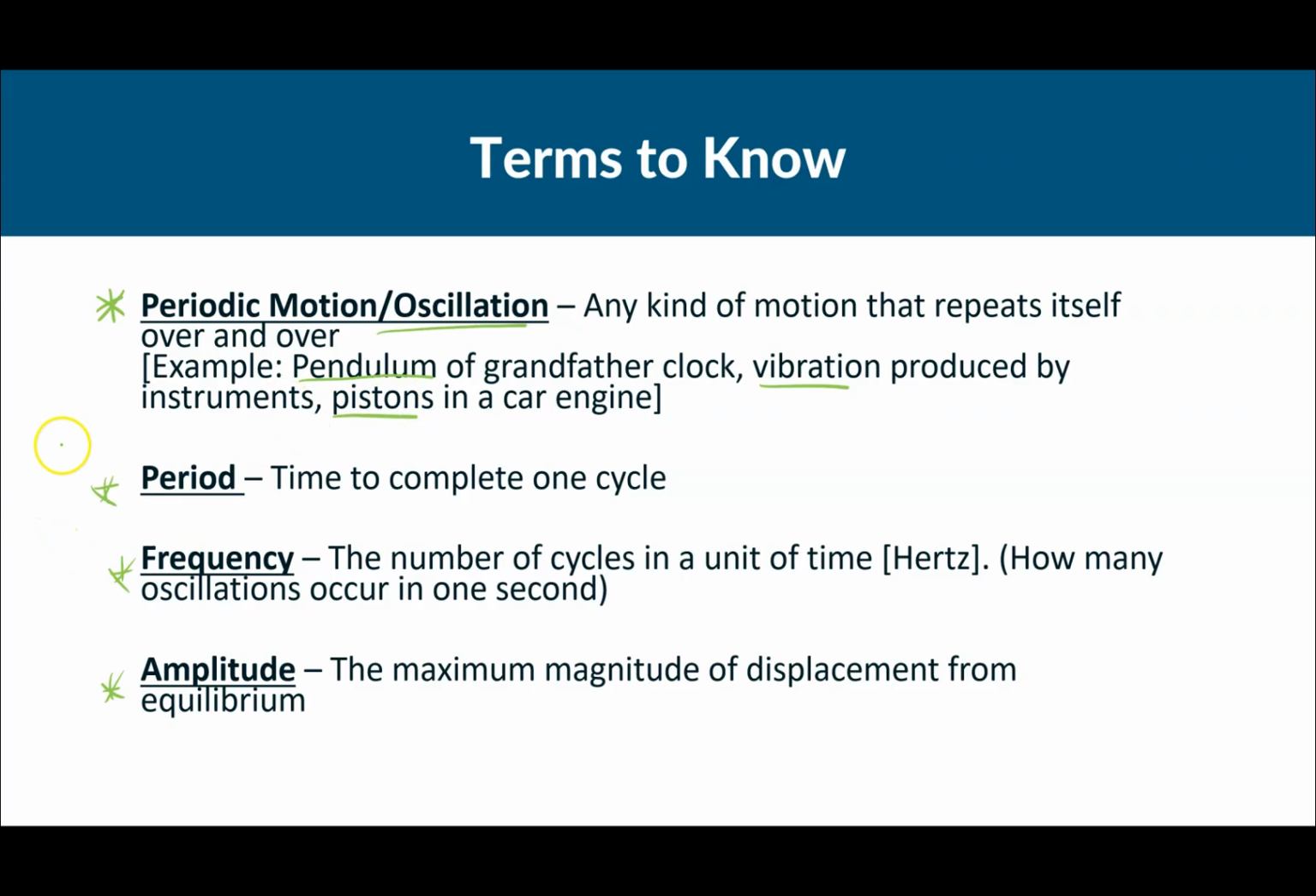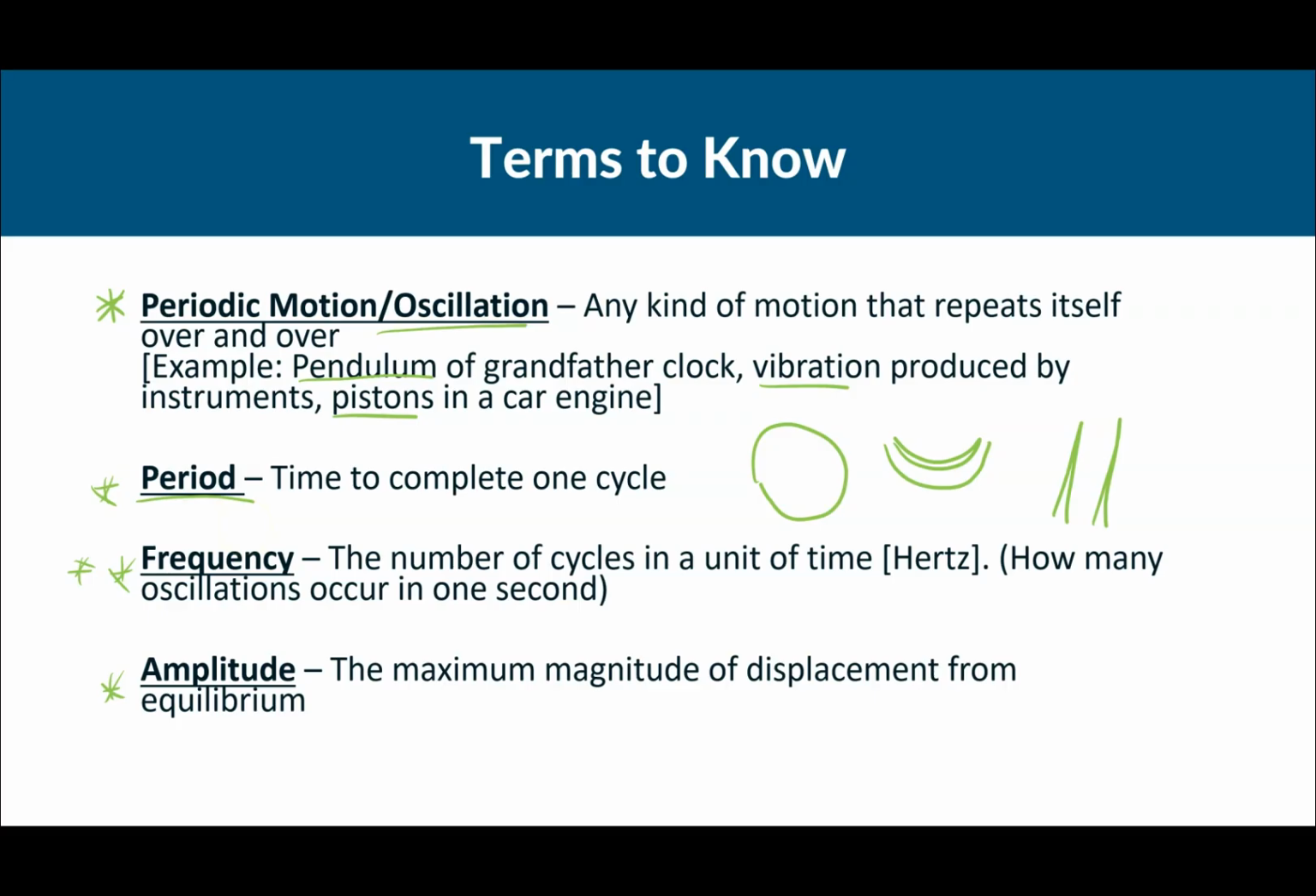Period. We talked about period in the past with uniform circular motion, but it's the time to complete one cycle. So if something goes around, how long it took to go all the way around. If something is swinging, how long it took to go there and back. If something is pumping up and down, how long it takes to go up and down. Okay?